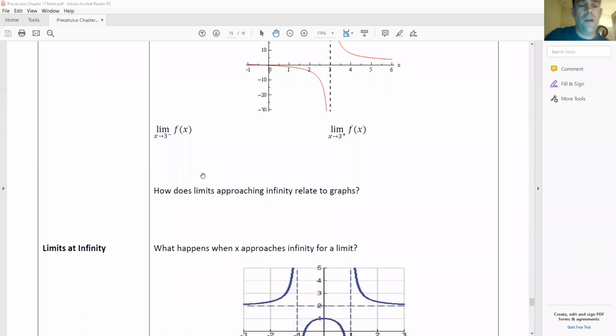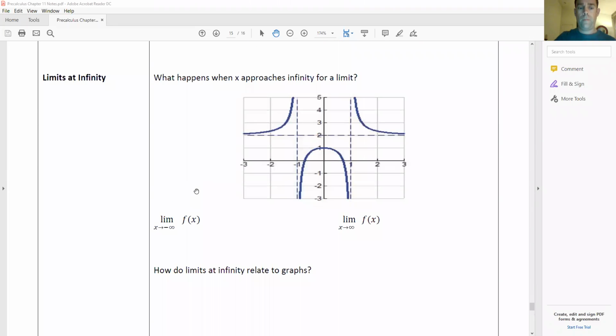What about if x was going to infinity? So for instance, when x is going to negative infinity, notice what's going on in our graph here. When x is going to negative infinity, our graph is going to some number. If it doesn't go to some number, we don't worry about it. But if it does go to some number, then that ends up being a horizontal asymptote.